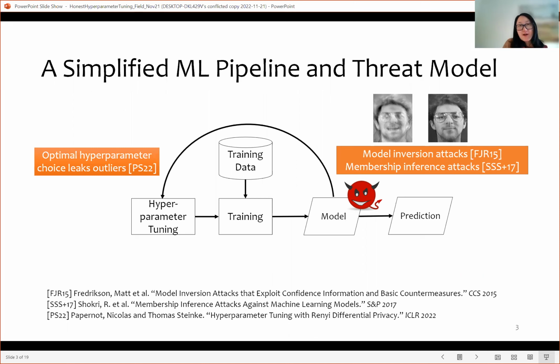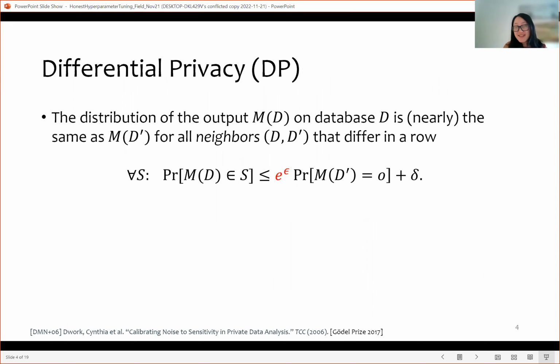One of the state-of-the-art privacy guarantees that has been considered to ensure privacy for the machine learning pipeline is differential privacy. This was proposed in 2006 and has been applied in many data exploration tasks and also machine learning tasks. The idea of differential privacy is that the algorithm can ensure the distribution of its output is pretty similar for neighboring databases that differ in a single row.